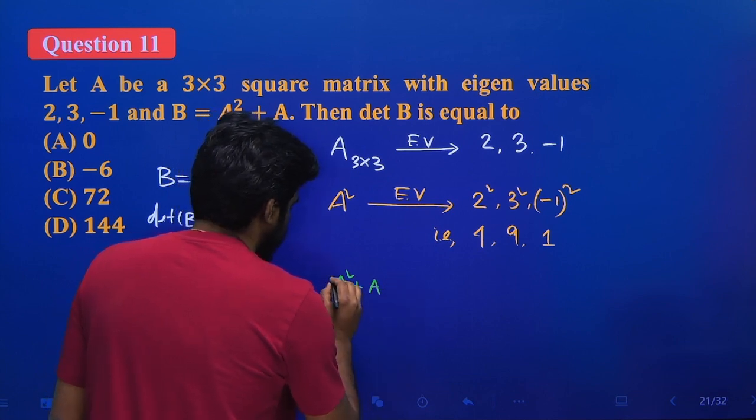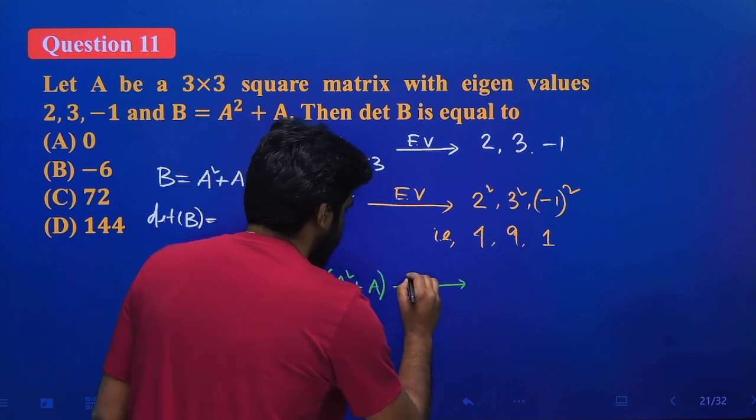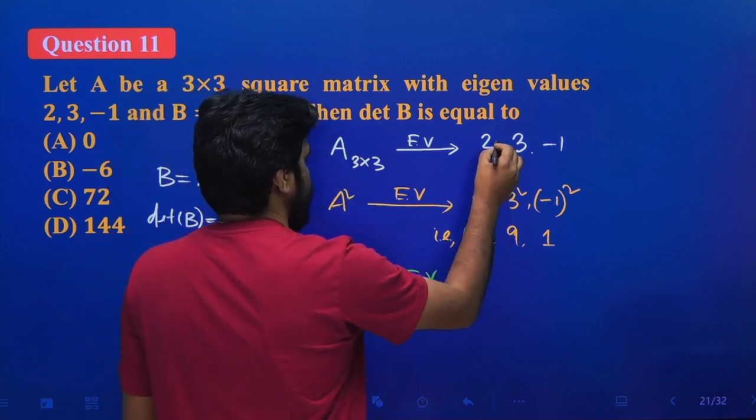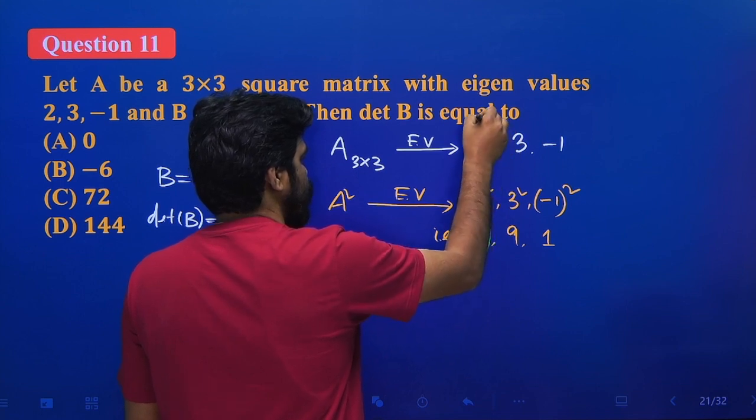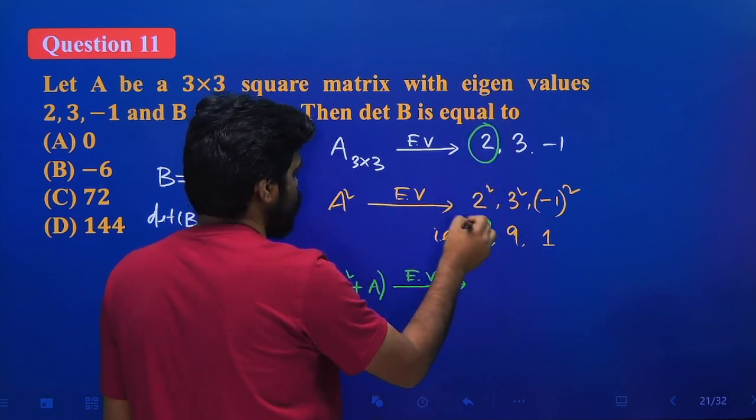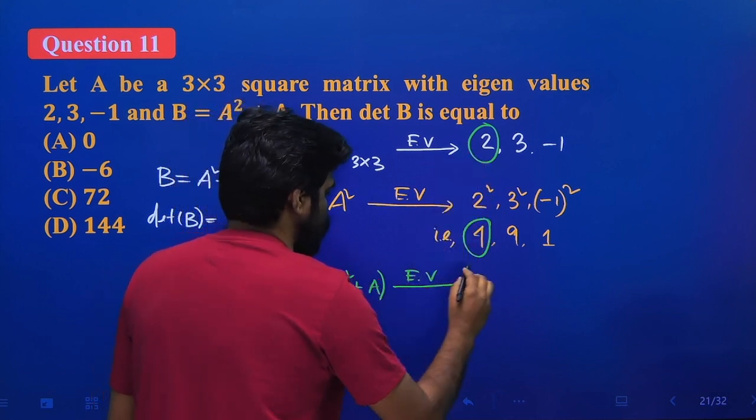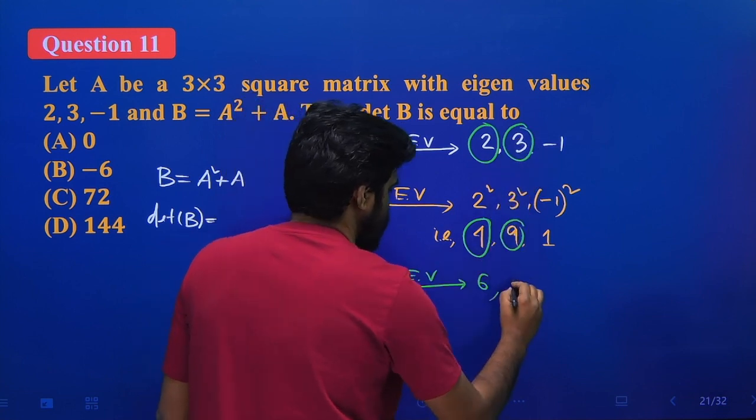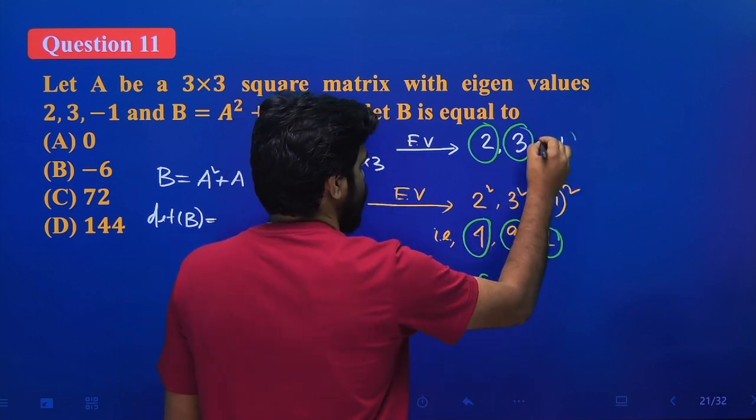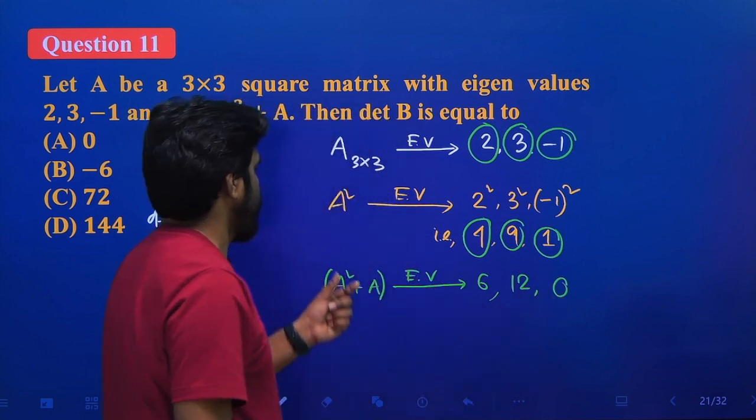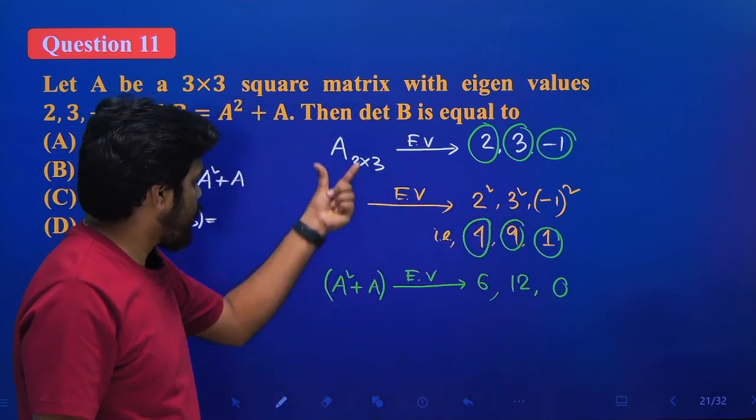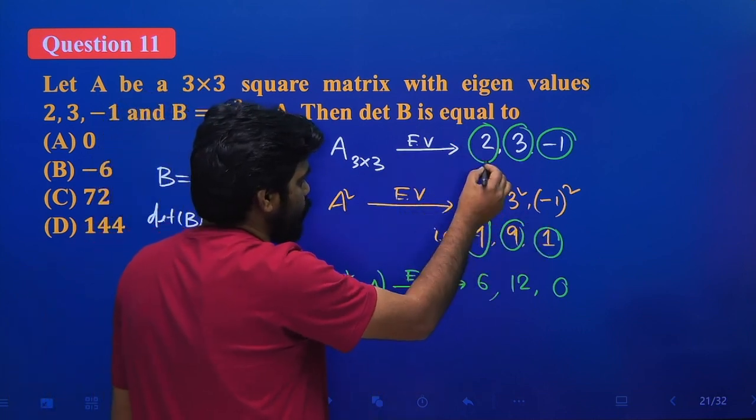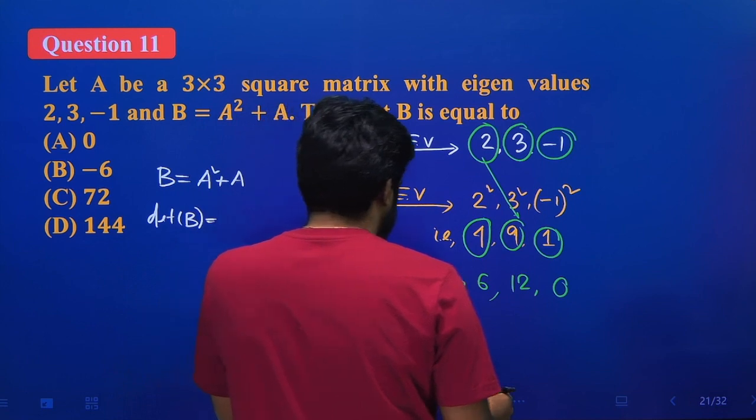So for A square plus A, what will the eigenvalues be? Just add the corresponding eigenvalues. A square eigenvalue 4, A eigenvalue 2, so 4 plus 2 is 6; 9 plus 3 is 12; 1 minus 1 is 0. Add the eigenvalues of A square with those of A, keeping the order the same. You cannot add them in a different order. Getting my point?